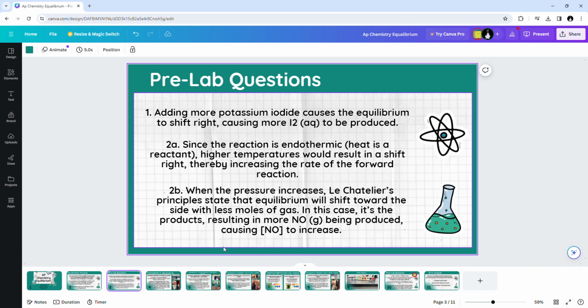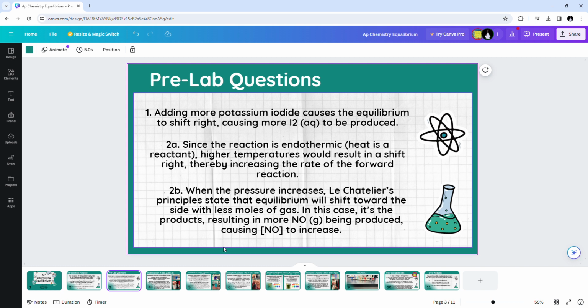Number 2: although both nitrogen and oxygen gas are naturally present in the air we breathe, high levels of nitrogen monoxide and nitrogen dioxide in the atmosphere occur mainly in regions with large automobile or power plant emissions. For A, it says use Le Chatelier's principle to explain why the concentration of NO at equilibrium increases when the reaction takes place at higher temperatures. We responded that since the reaction is endothermic, which means that heat is a reactant, higher temperatures would result in a shift right, which would increase the rate of the forward reaction, thereby increasing the products.